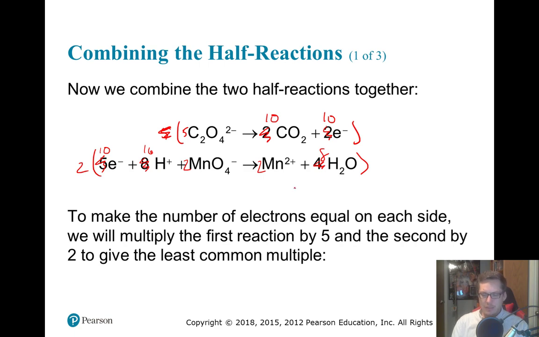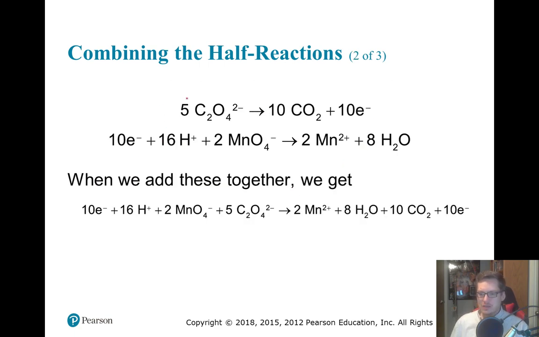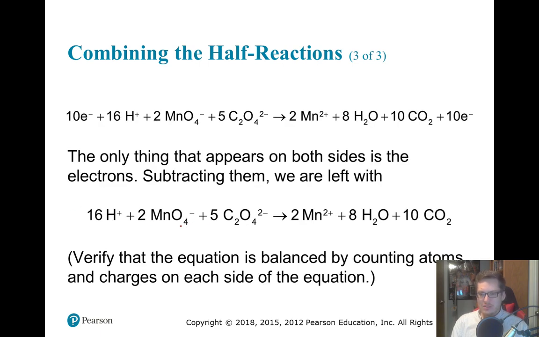Okay, once we have those here, they came up with the same thing. Add them together, you get this giant monstrosity, and then we can start canceling out things that match on both sides. So we've got 10 electrons, 10 electrons, those cancel. And that's it. We're left with this one. Then we can make sure it's balanced by counting atoms and the charges on both sides, and it should all add up.